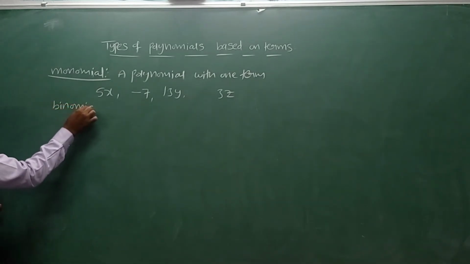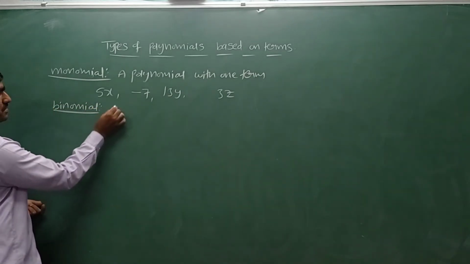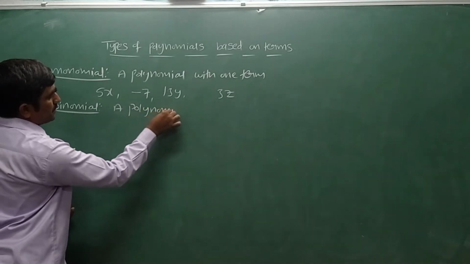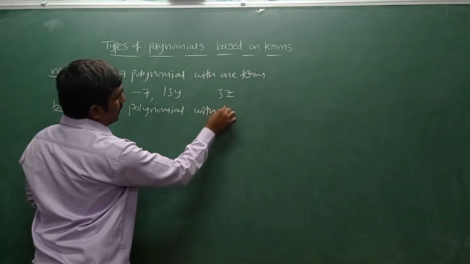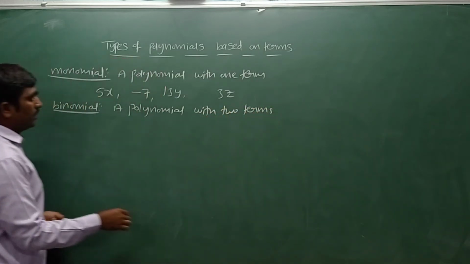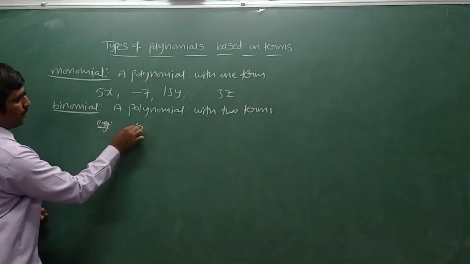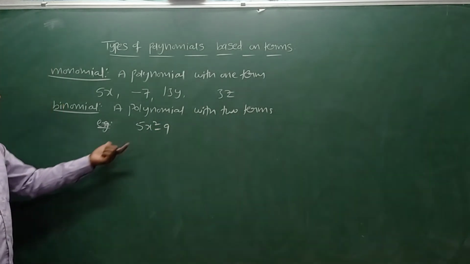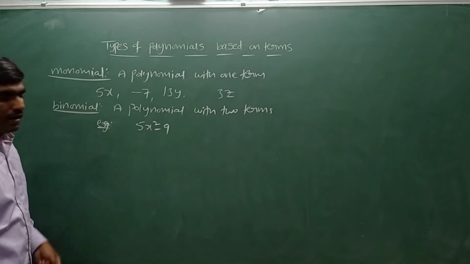What is meant by binomial? Yes, after 1 term we can see 2 terms obviously. We can write down a polynomial with 2 terms. A polynomial with 2 terms is called a binomial. Examples: 5x square minus 9. As you can see, a polynomial which has 2 terms is called a binomial.